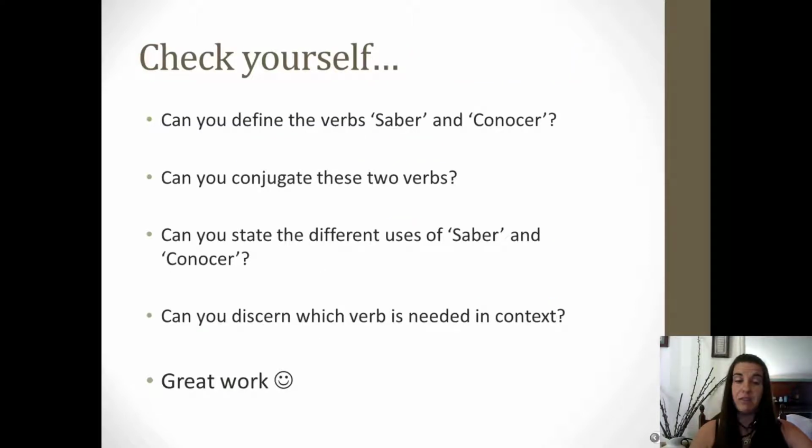Time to check yourself. Can you define the verbs saber and conocer? Can you conjugate them correctly? Can you state the differences or the applications of saber and conocer? And can you discern which verb is needed in context? Decide, do you need conocer or do you need saber? Great.